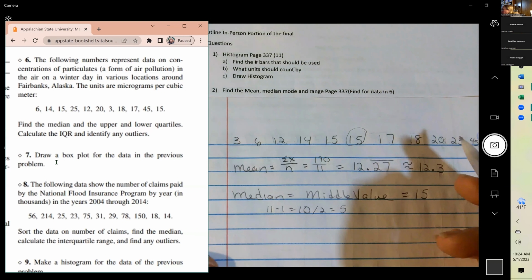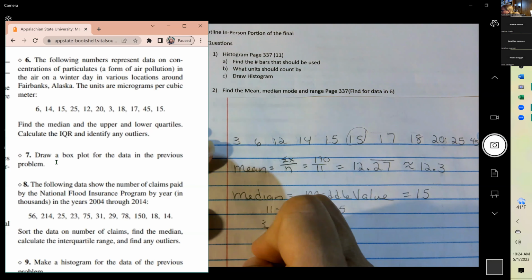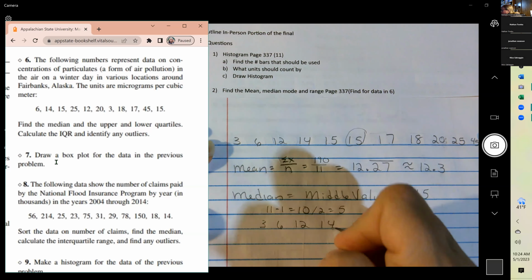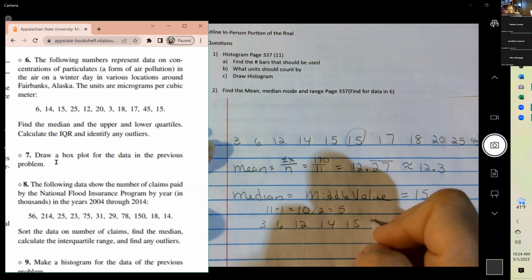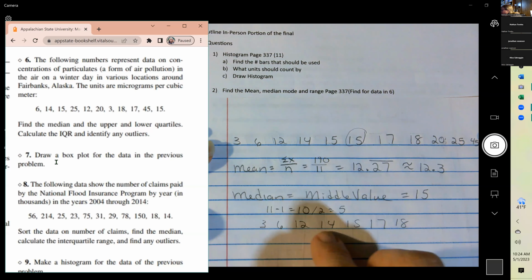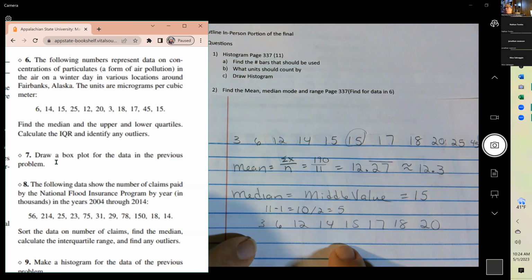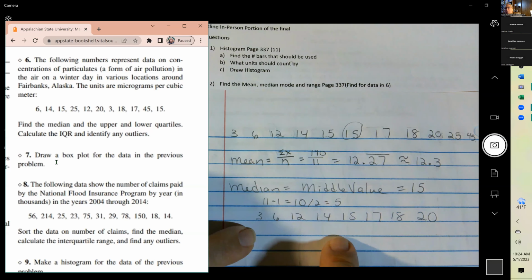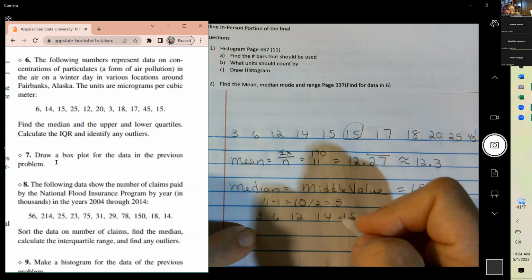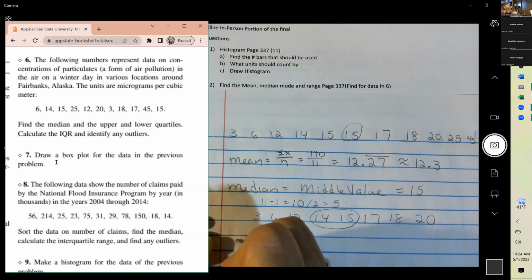If there's an even number, 1, 2, 3, 4, 5, 6, 7, 8. So if there was this instead, to find the median, because there's 8, you add the 2 middle ones together and divide by 2.